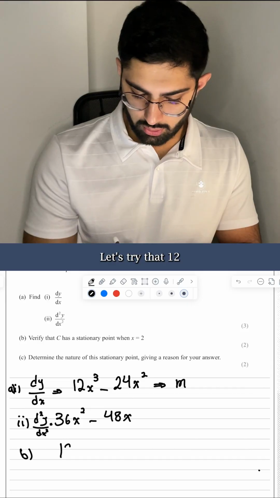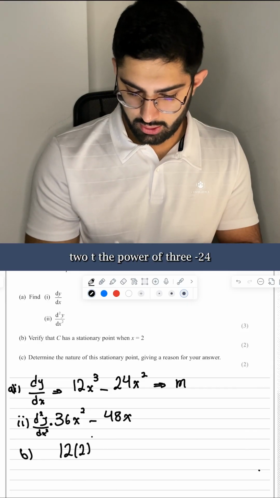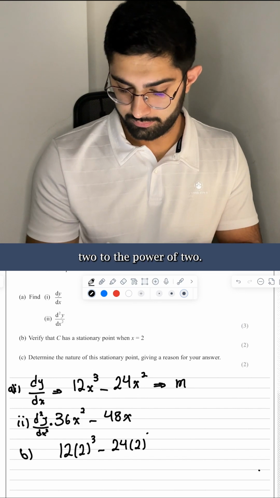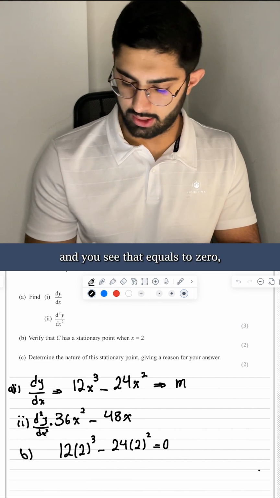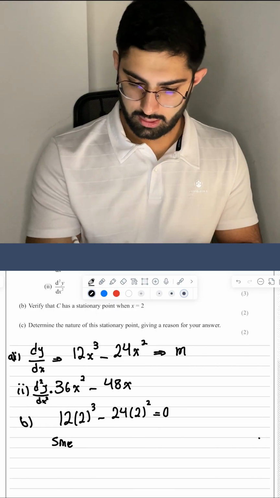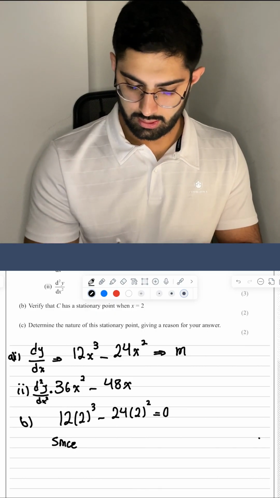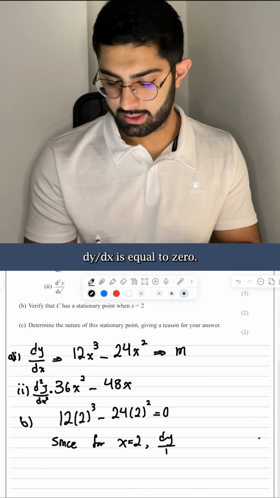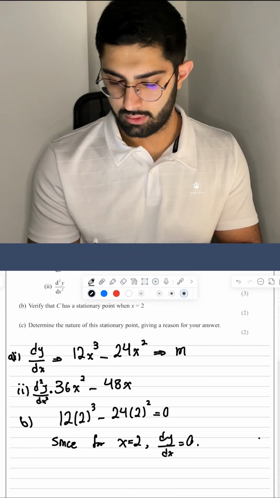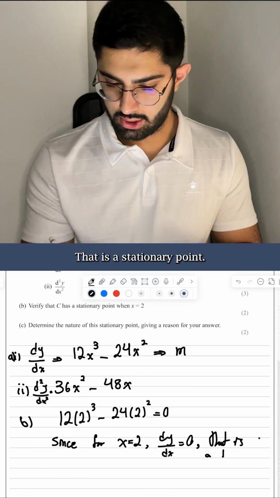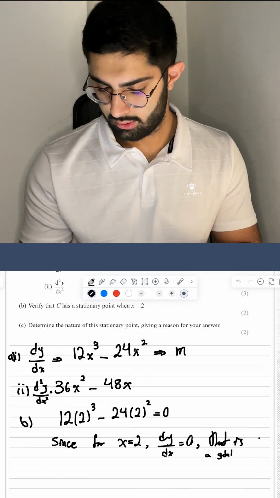Let's try that. 12 times 2 to the power of 3, minus 24 times 2 to the power of 2. You put this in the calculator and you see that it equals 0. Then you say, since for x equals 2, dy over dx is equal to 0, that is a stationary point.